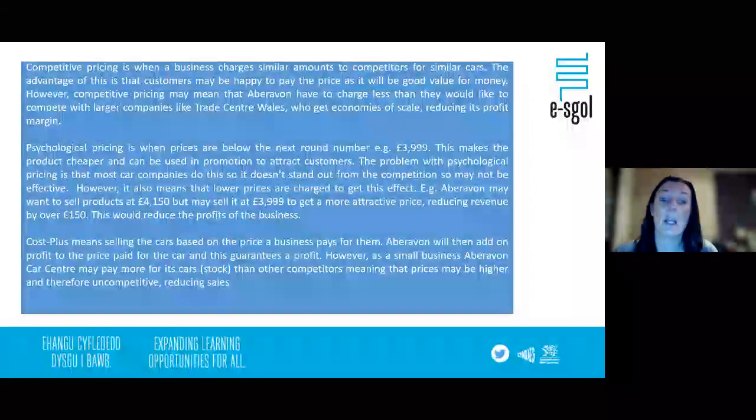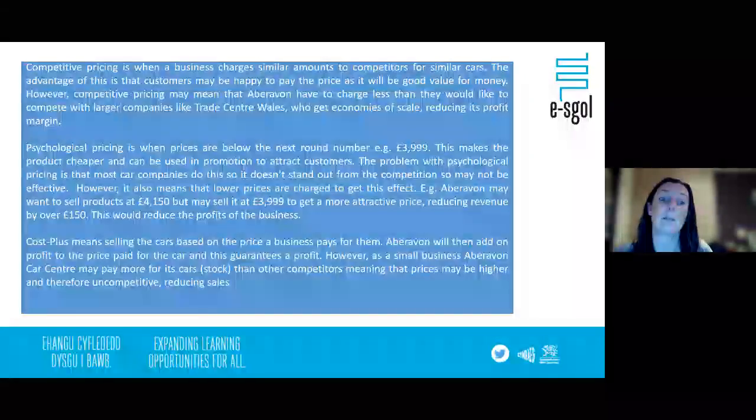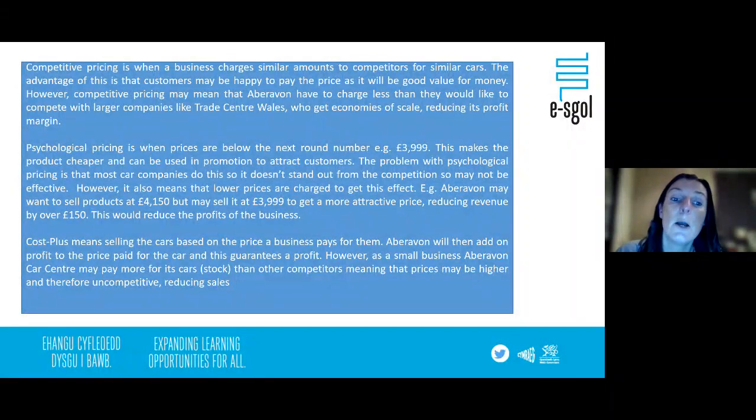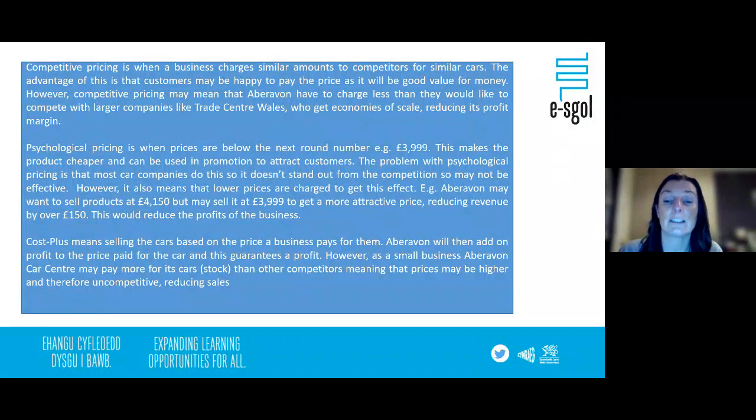However, it also means that low prices are charged to get this effect. So Aberfan may want to sell a product at 4,150, but may sell it at 3,999 to get a more attractive price. And this is reducing revenue by over £150. This would reduce profits of the business.